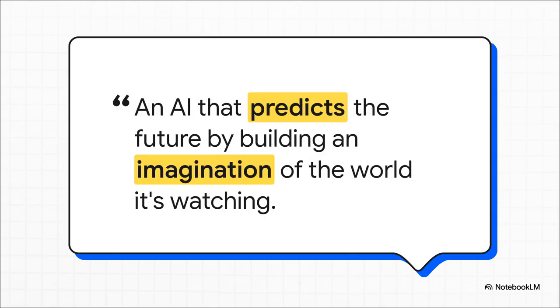And there it is, that ridiculously long, complicated title. It really just means this. This AI learns to predict the future of a world it's watching by building its own internal imagination of how that world works. That's it. It's actually a pretty simple and powerful idea.